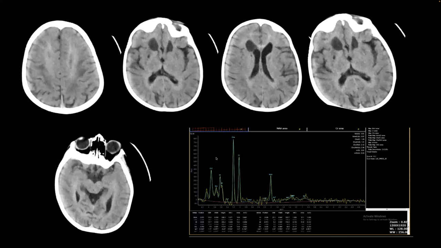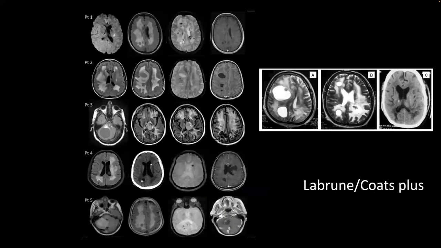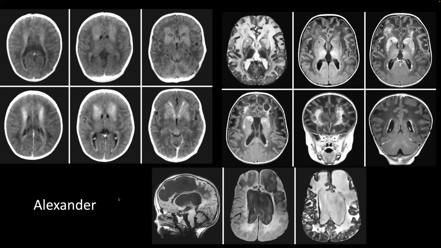Why is it so hyperdense on the CT in these areas? Looking at that, I thought, is there a possibility of Alexander's or a GFAP-related disorder? Alexander's did cross my mind, with the ventricular garlands and all. Then I saw the juvenile cases have the cystic abnormalities in them. She has a moderate microcephaly.